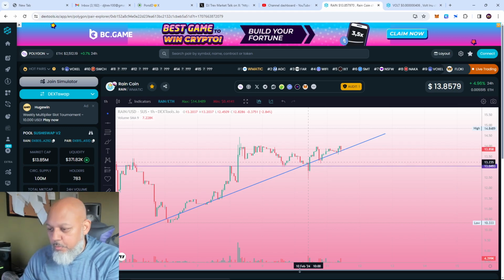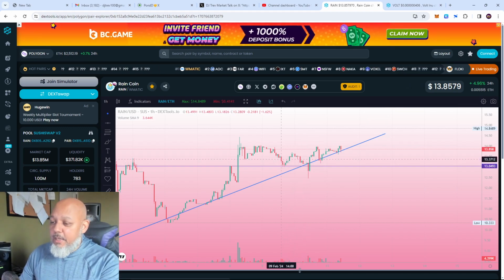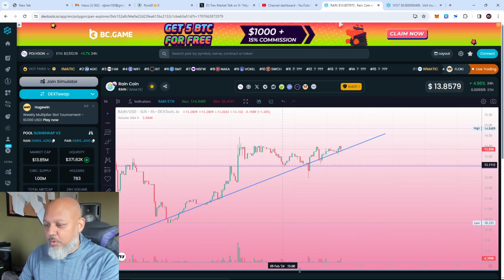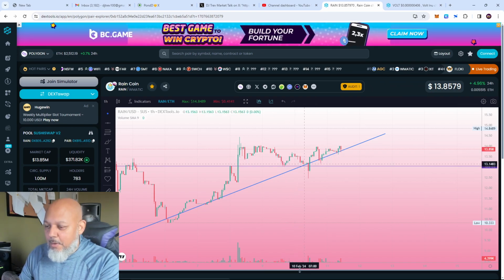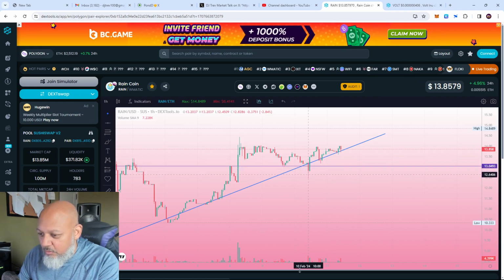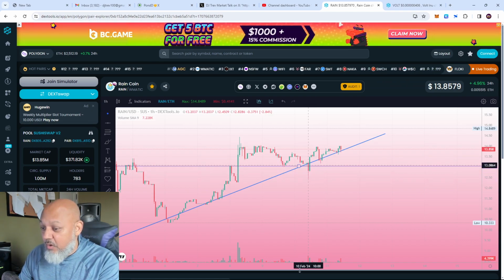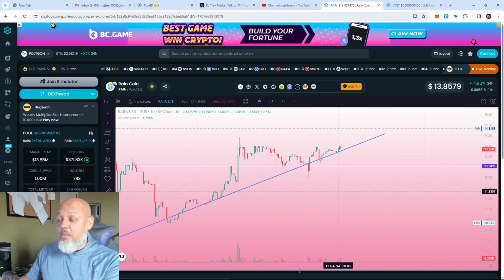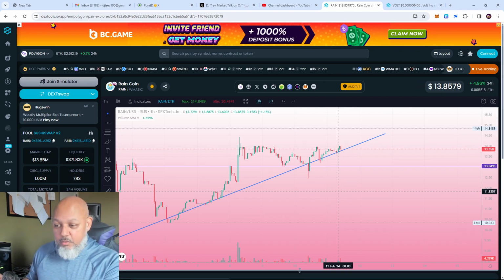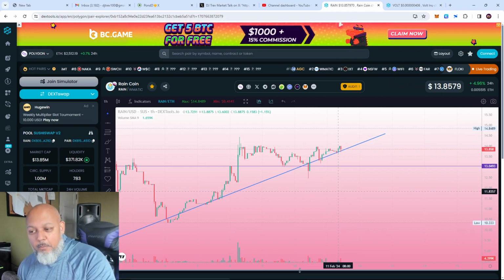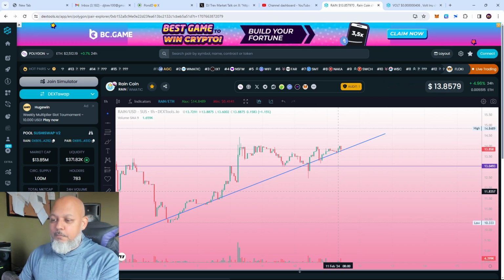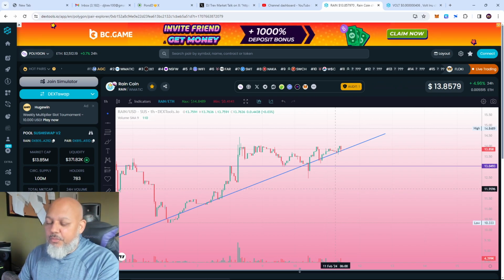Right here is where we were yesterday, and I said, well, it's tested that support level, which is now support. It's tested it once. It came up, it bounced, it tested it twice, and we were here. This was before this red candle kind of shot down. It was really resting right on that line, and I said, what is it going to do? Is it going to go down from here? Is it going to bounce up or is it going to travel along this line? Well, it did almost a little bit of everything.